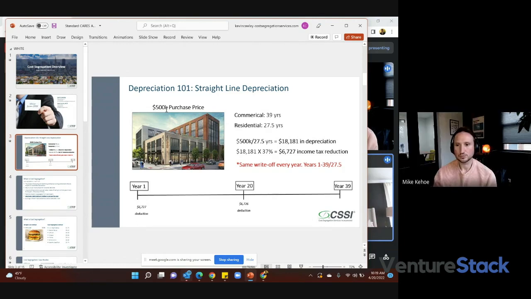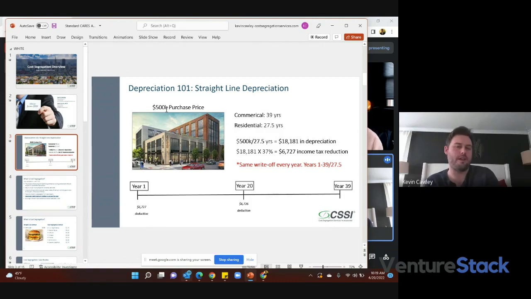So land doesn't depreciate. It's important for you guys to know. So they'll take out some portion for land, and then whatever's left over gets divided by 27 and a half. So in this example, land's already taken out, 500K divided by 27 and a half. That's your write-off each and every year.